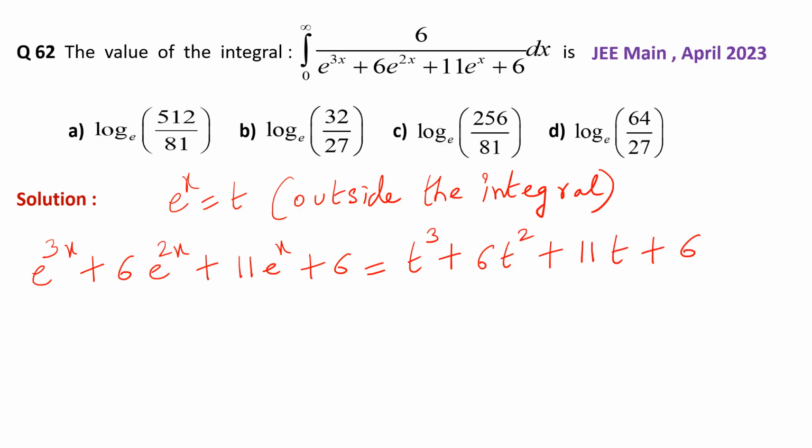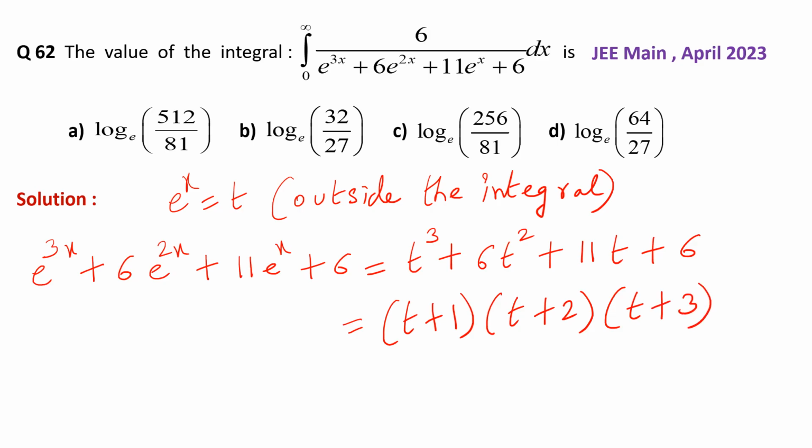Now students, when we put t equal to minus 1 in this polynomial, clearly the value of this polynomial becomes equal to 0. So that means by factor theorem, t plus 1 must be the factor of this polynomial. Now when we divide this polynomial by t plus 1, we get the quotient as t square plus 5t plus 6. So this means this particular polynomial can be factorized as t plus 1 into t plus 2 into t plus 3.